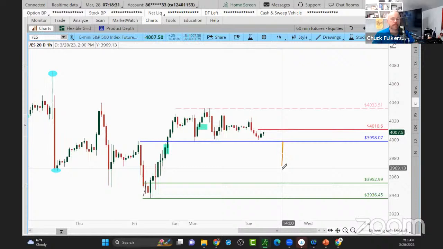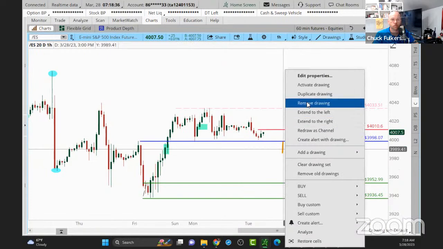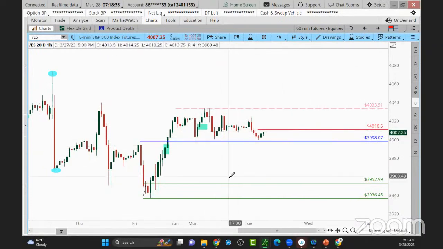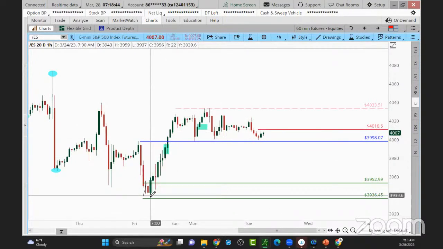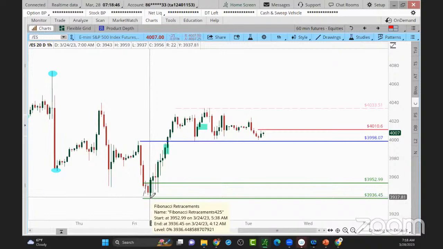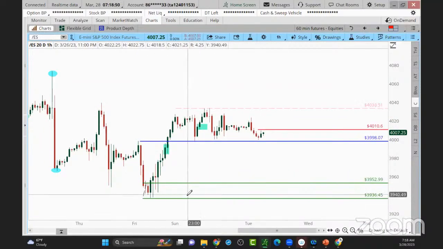Liz said the ES has done a 38.2 pullback. Which time frame are you looking at? Just on that hourly, just measure from the 39.36, the last swing up. Oh, from here to here. Yes. So just something to keep in mind.